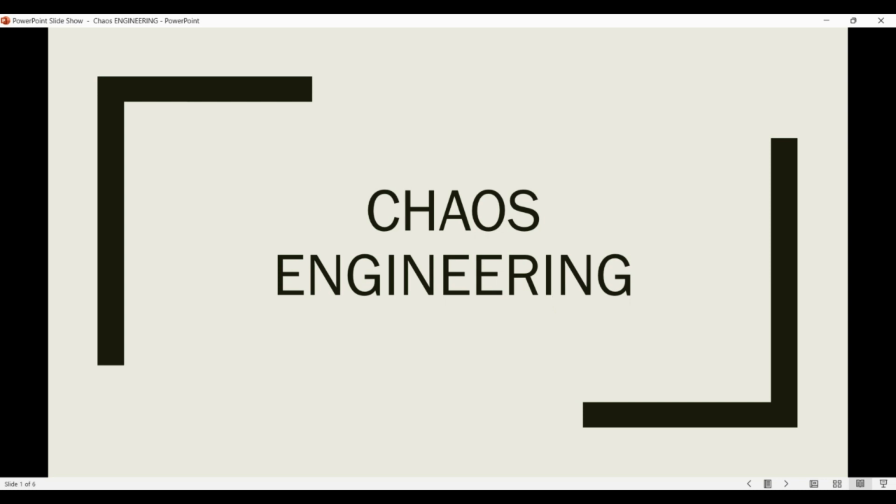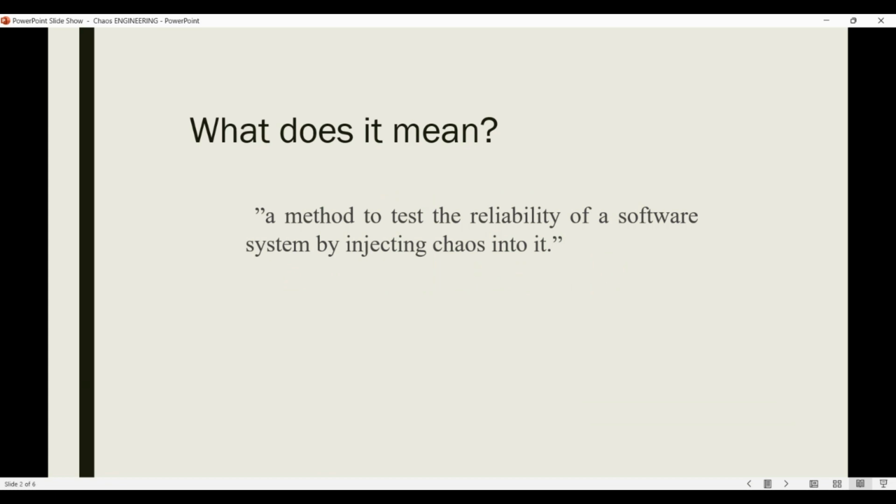Let's talk about chaos engineering. So, what does it mean? A one line definition can be that it's a method to test the reliability of a software system by injecting some artificial chaos into it.